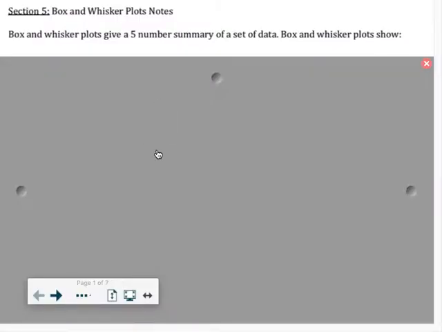All right, so this is section 5, box and whisker plot. You may have heard of box and whisker plots before, or they may also be called a box plot. A box and whisker plot gives us a 5-number summary of a data set. And these are the 5 pieces of data you get.